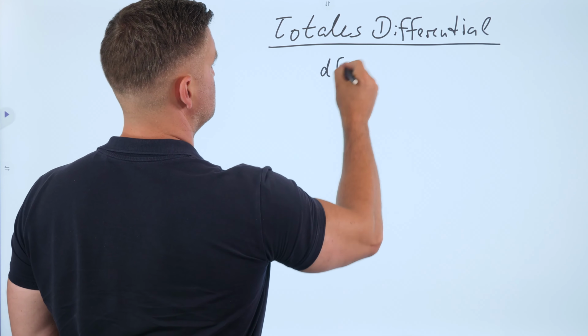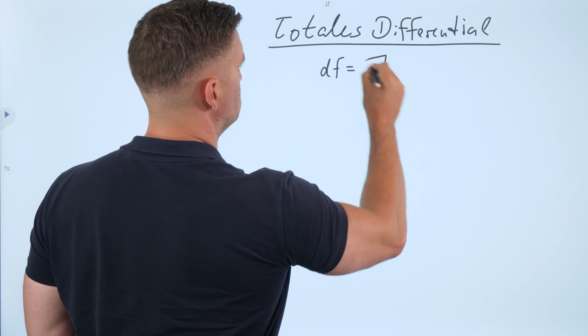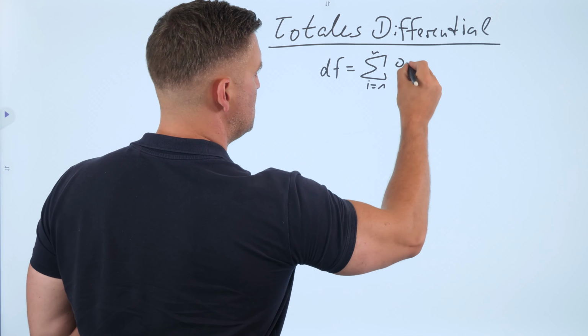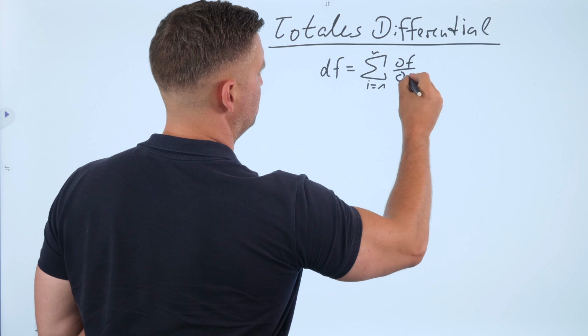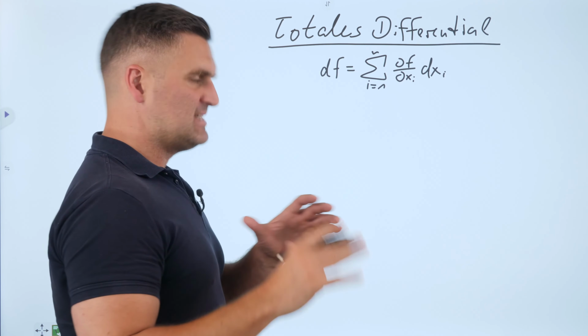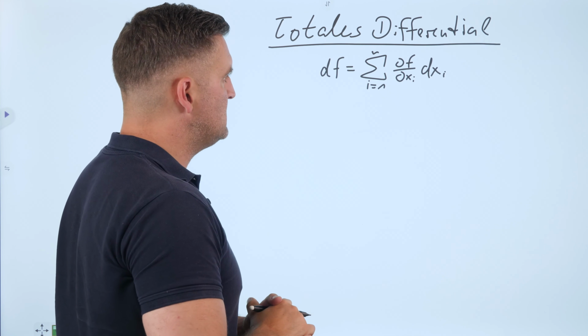Specifically, the total differential for a function is given by the sum from i equals 1 to n of the partial derivative of f with respect to xi times dxi. What does that look like in an example?